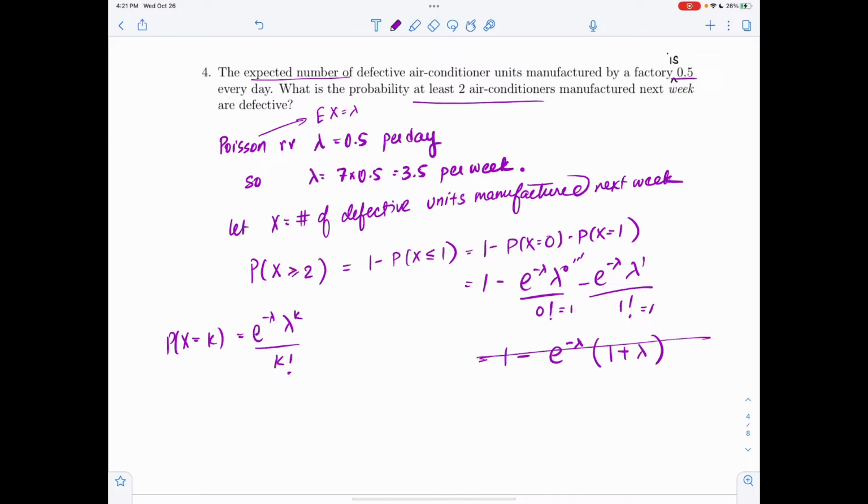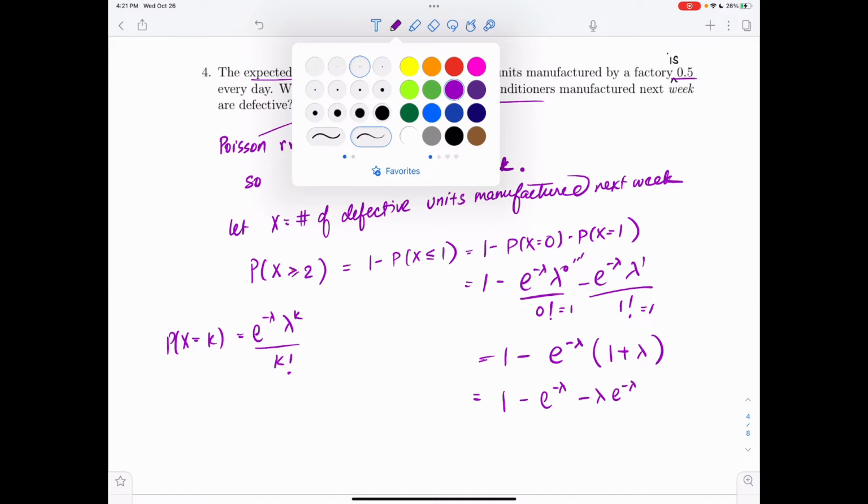Or if you don't like that, you could leave it as 1 minus e to the minus lambda, whichever way, that's fine. So that's it. That's the answer. All right. Let's move on to the next problem now.